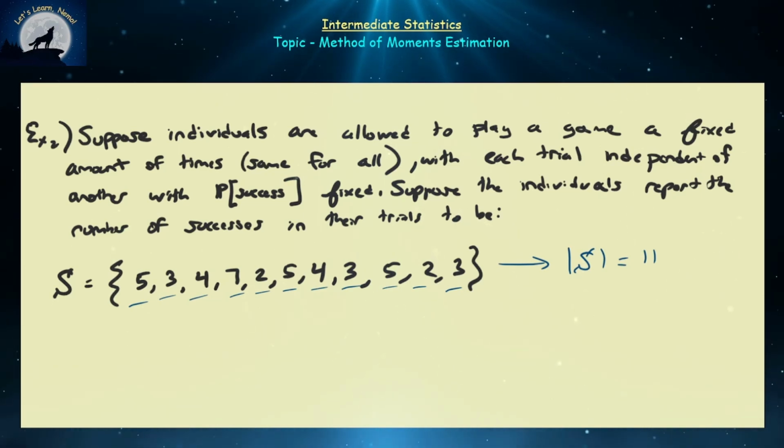And what do we want? So if we assume that these trials are independent of each other and the number of trials is going to be fixed, let's call that, for example, n, and let's assume that the probability of success is going to be little p, we need to figure out what n is and what p is.